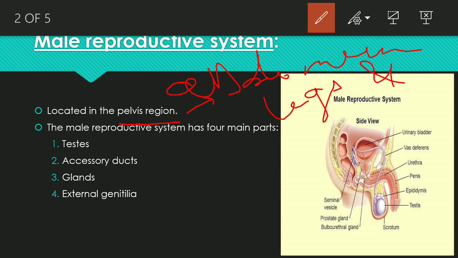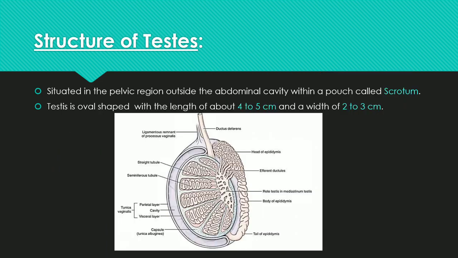The male reproductive system has four main parts. These are testes, accessory ducts, glands, and external genitalia, also known as penis. Now we will study about the testes.